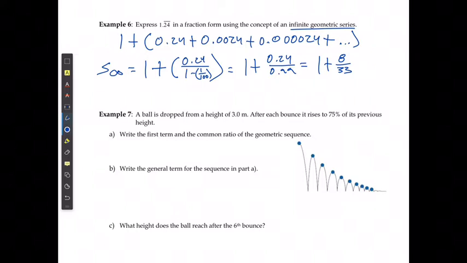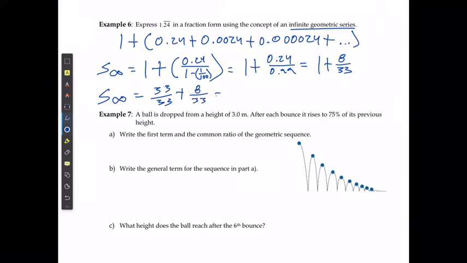I would times by 100 to get rid of the decimals, and then I would divide the top and the bottom by 3. Well, then the sum of the infinite is going to equal 33 over 33, which was my 1, plus 8 over 33. This is the same as 41 over 33.